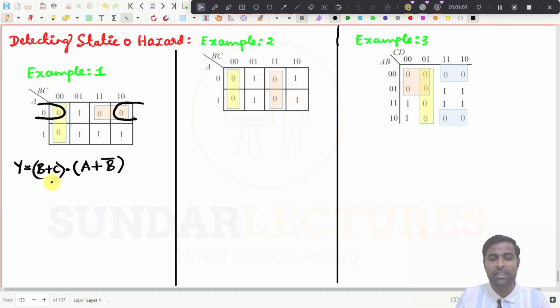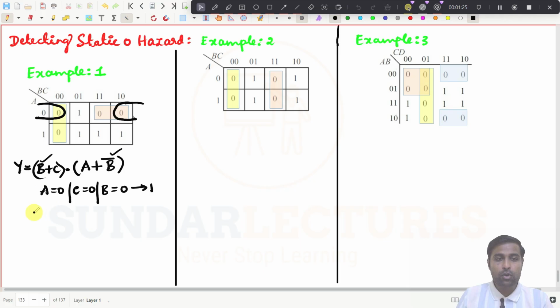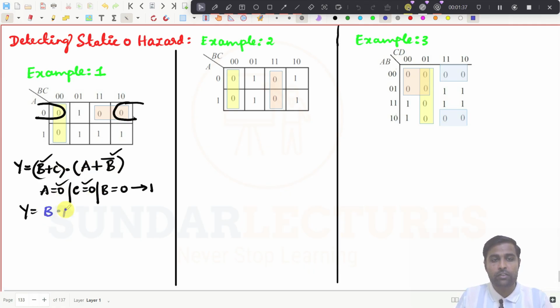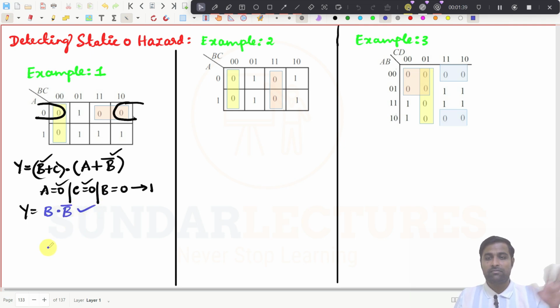So when is the hazard happening here? We can easily conclude when this will be happening, because you see here it is b bar. So if a is equal to 0 and c is equal to 0, and b is going from 0 to 1, then the hazard will happen simply. So you just substitute in these two equations, what will you get now? This will be b, because c is 0, and then dot, this will also be 0, so it will be b bar. Then obviously b dot b bar, it is a parallel condition, so obviously a static zero hazard will be there.